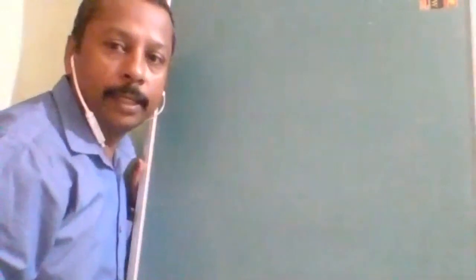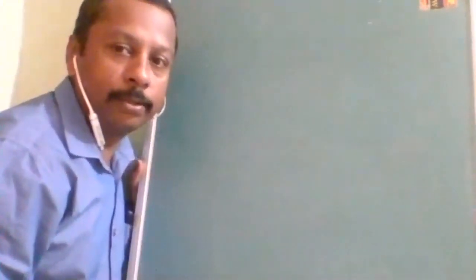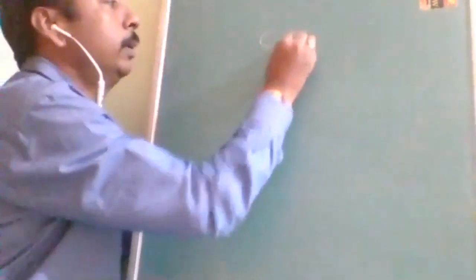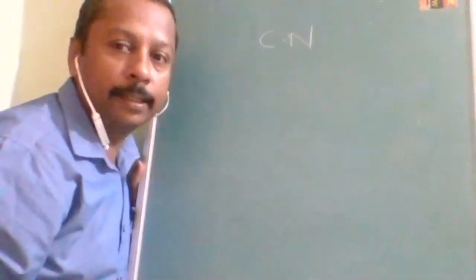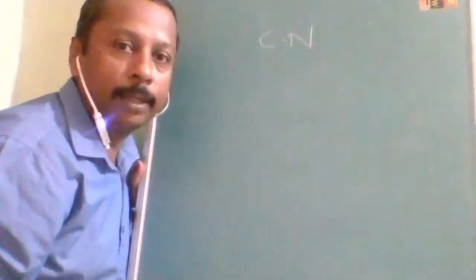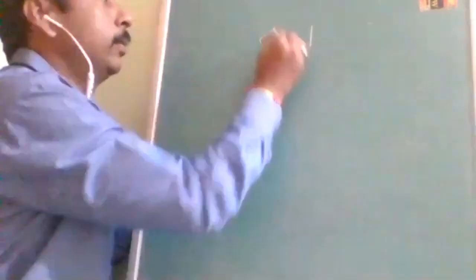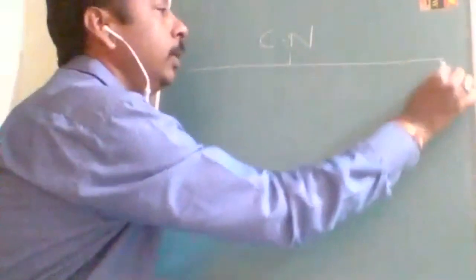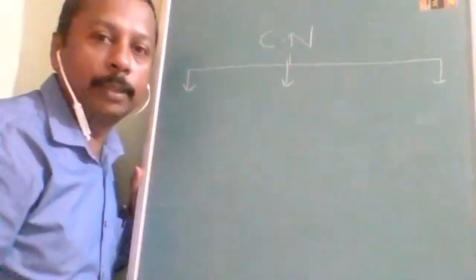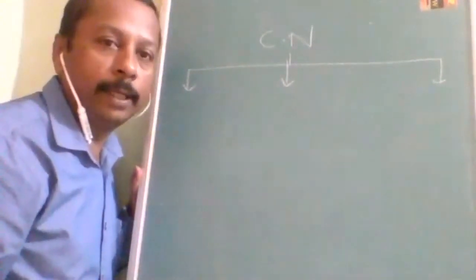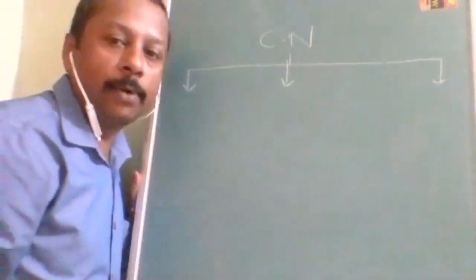Now before studying the structure, you should have a basic idea about the coordination number. For ease I am writing it in the short form CN. CN means coordination number. As of now there can be three coordination numbers. I think everybody already must have an idea of coordination number.